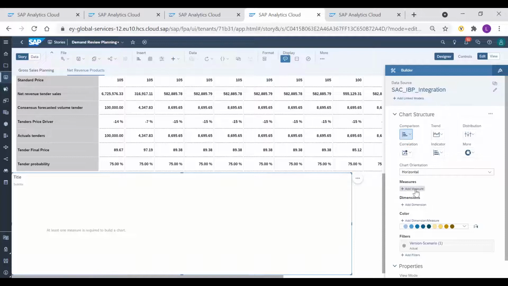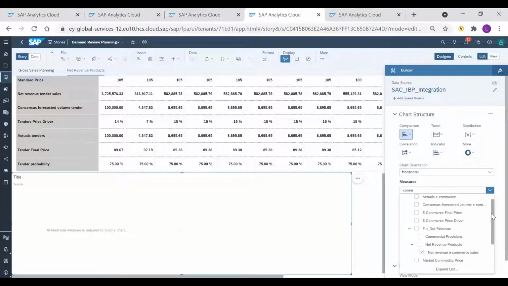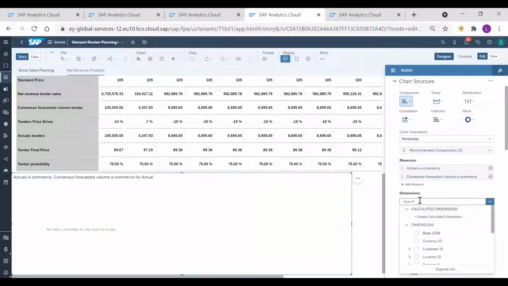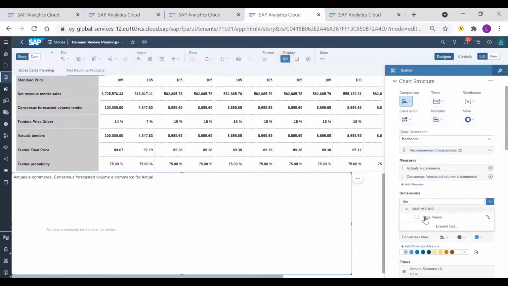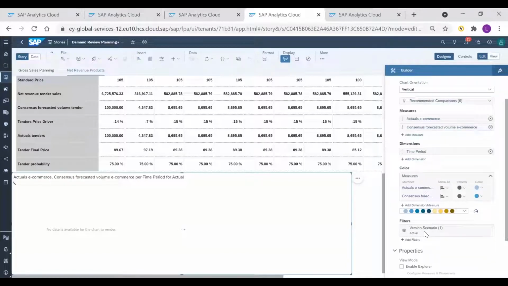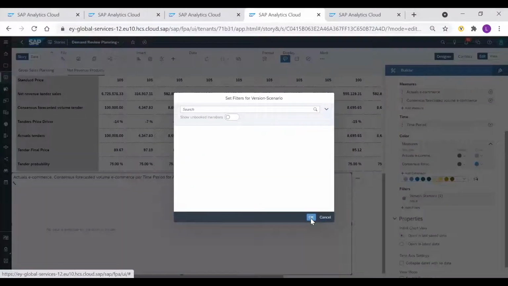Okay, so let's say we want to compare certain measures. We are planning for the net revenue, e-commerce sales, as well as comparing maybe the actual e-commerce or the consensus forecasted volume. We have to add a certain time dimension, maybe if we have to create a time series chart. We'll choose a time series chart here and also the correct version scenario, so the alternate version.